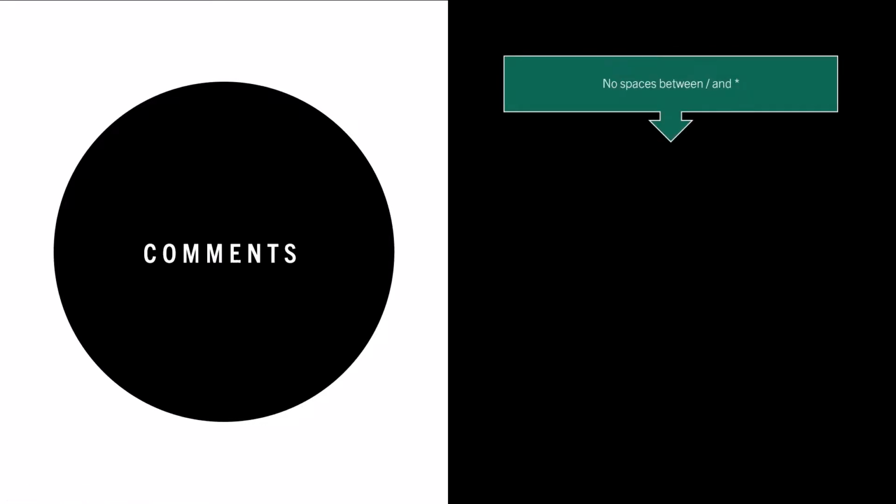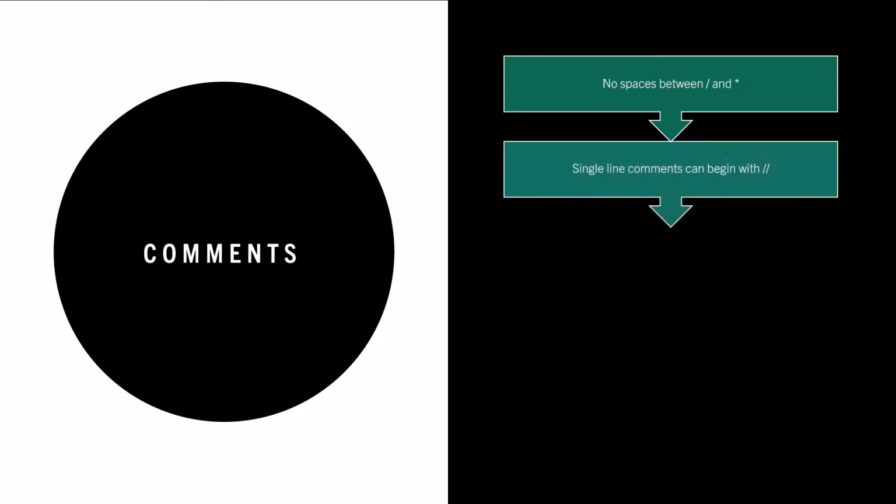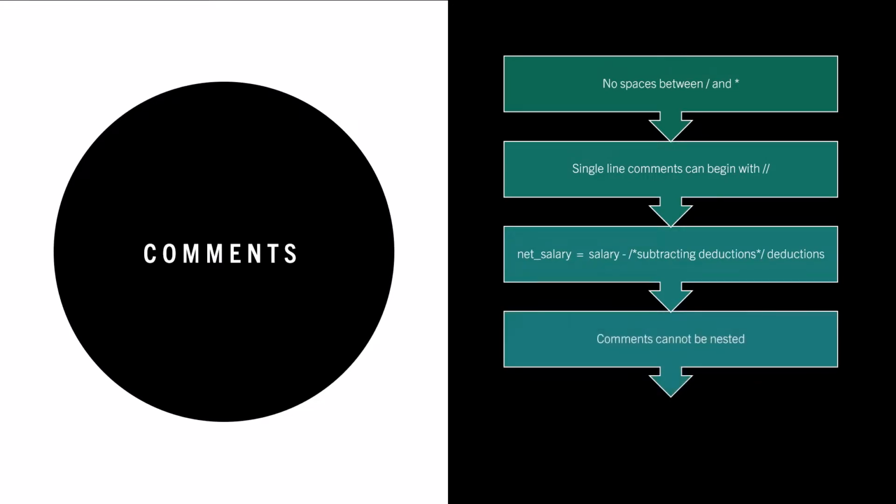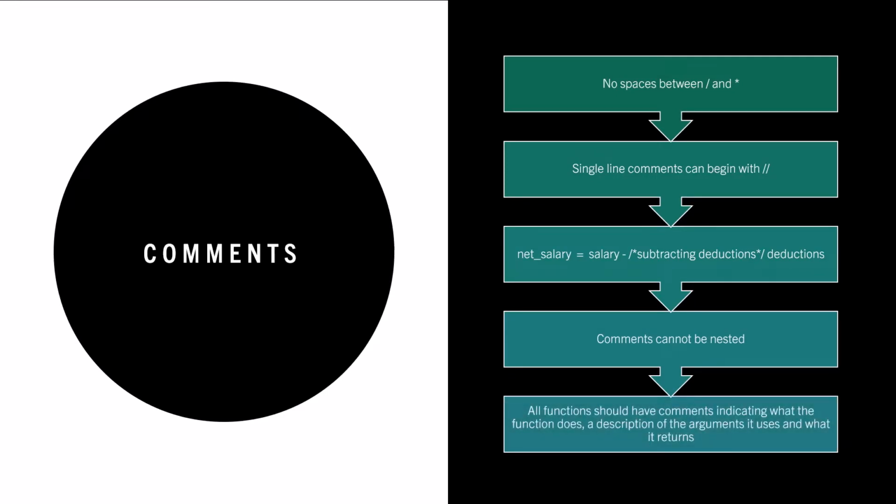Comments. No spaces between the slash and the asterisk. I think we know that already. Single line comments can begin with two slashes. We can't have something like this where the comment is in the middle of an arithmetic calculation. Comments cannot be nested. What's important to remember is that all functions should have comments indicating what the function does, a description of the arguments it uses, and what it returns. Very important for documentation purposes, because remember, your code may be used by many programmers after you.